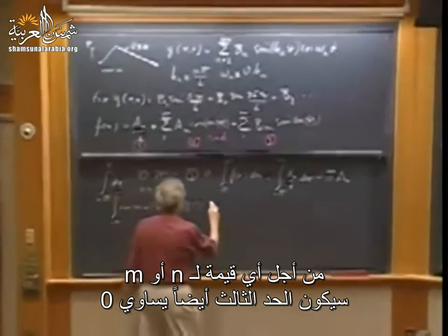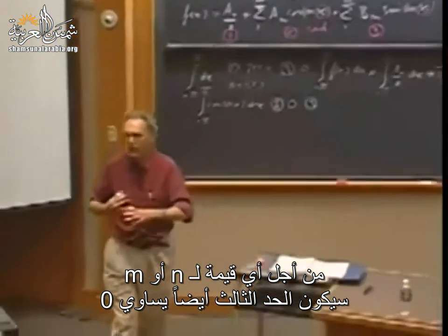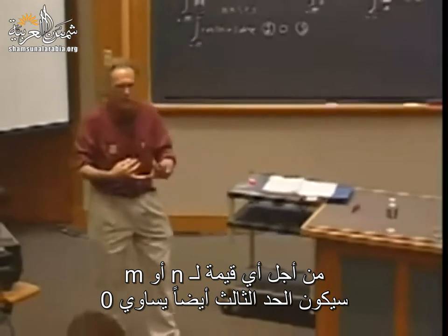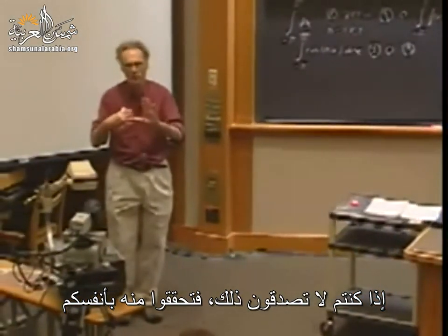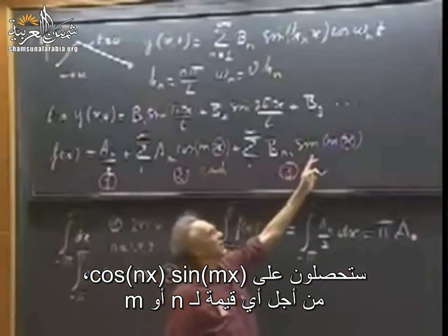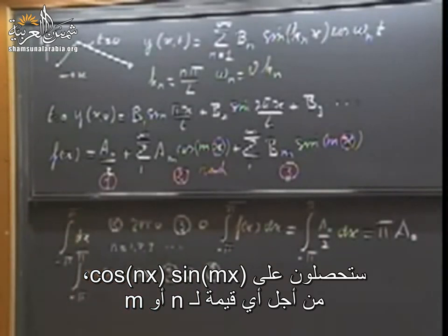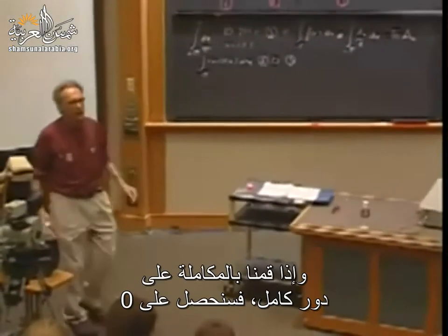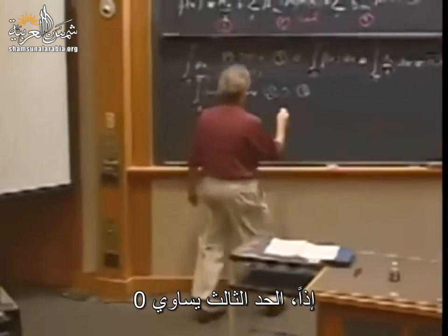The third one, for any value of m and for any value of n, the third one is also 0. And if you don't believe that, check that on your own. So then you would get a cosine of n x times the sine of m x for any integer n, any integer m. If you integrate it over one whole period, you get 0. So this is also 0.